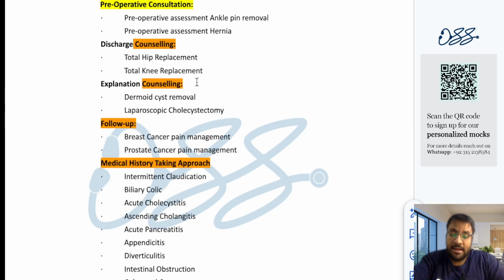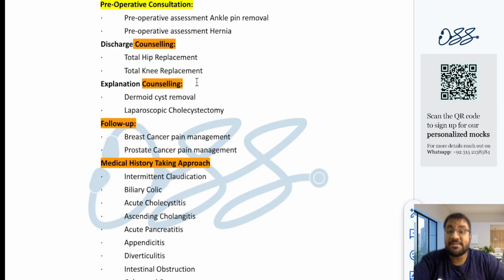As far as the approach to the discharge counseling and the explanation counseling is concerned, we're going to do that later on in the upcoming lectures. Same goes for the follow up. We're going to have a class on the follow up structure as well, and how to go about the follow up stations. The medical history taking approach, we have already covered in the initial lecture.